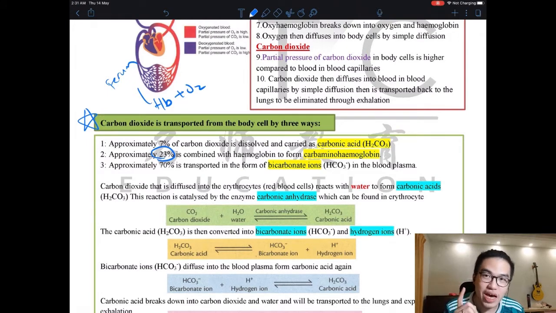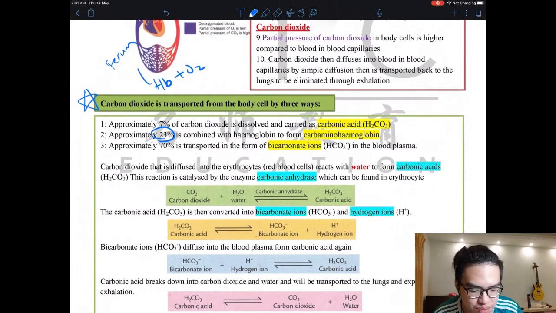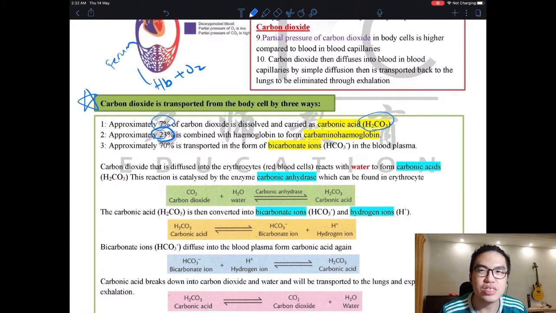So we have a special way to transport carbon dioxide. Let's get the 7% out of the way. The 7% is by carbonic acid. So very little amount. Why? Because carbonic acid is not very soluble in water, only 7%. That's why it's not very good. Blood is not very good in dissolving carbon dioxide.